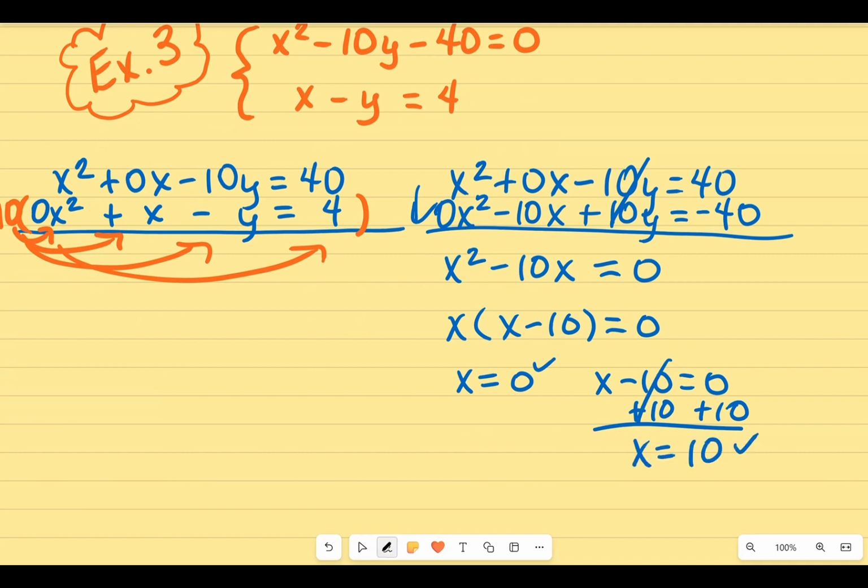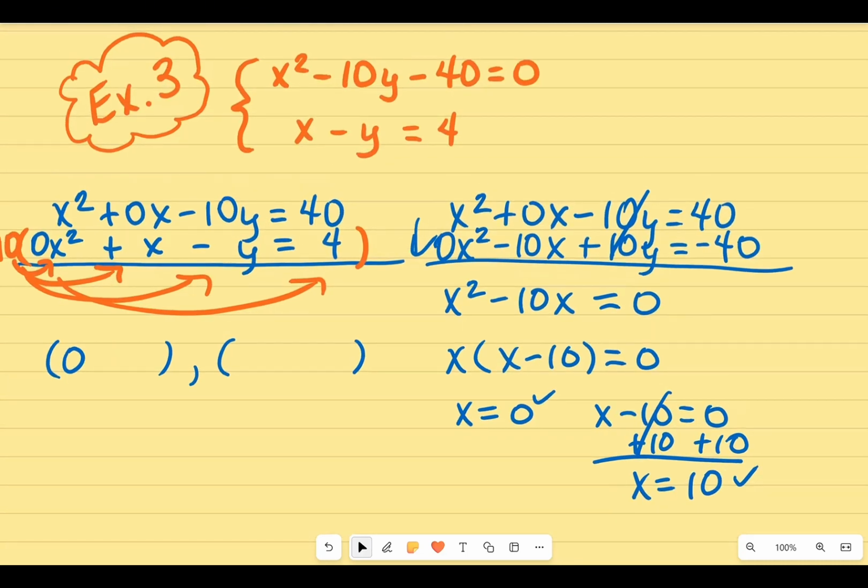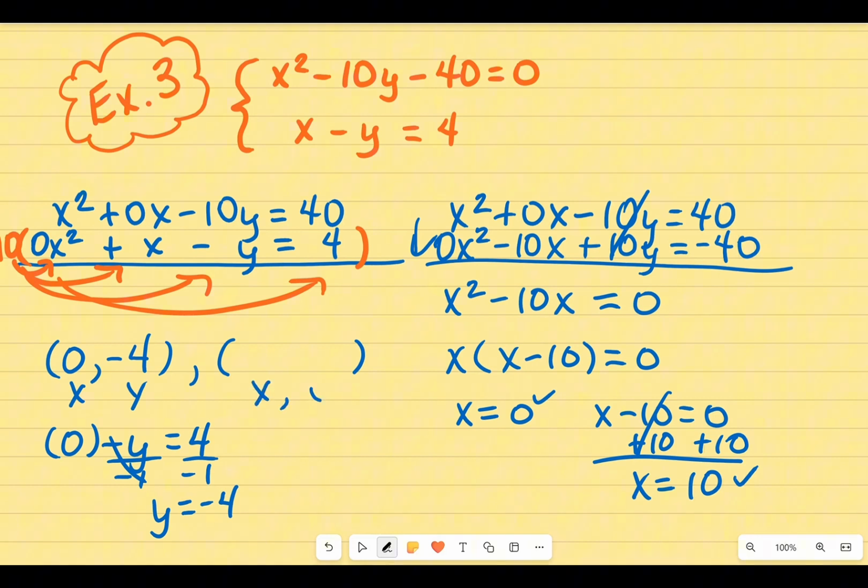So I notice that I have two answers. In one case, when x is 0, what I want to do is go back to one of the systems, and it makes sense to use this one. That one's easier. So once I place a 0 in for x, minus y is equal to 4, and to solve for y, all I have to do is divide both sides by negative 1. So y is going to be negative 4 when x is 0. So that's one case. And then the other case is going to be when x is 10.